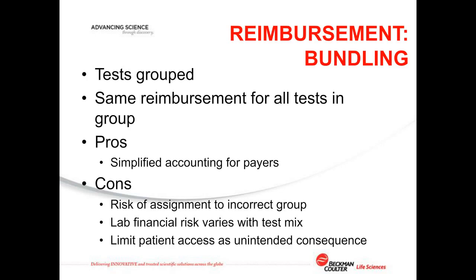The lab financial risk varies with the test mix. So if you do a lot of testing that is over reimbursed under this system, then your lab will do well. If you do more of a test that's under reimbursed within that particular group, and the payers acknowledge that this happens, then you'll bear the financial brunt. And again, there's a potential for limiting patient access as an unintended consequence. So actually, all three of the reimbursement methods run the risk of limiting patient access to testing as an unintended consequence.